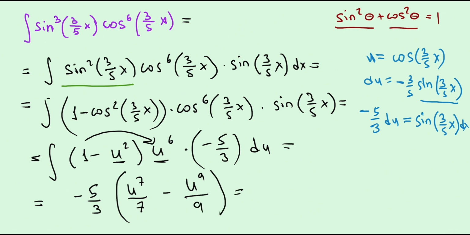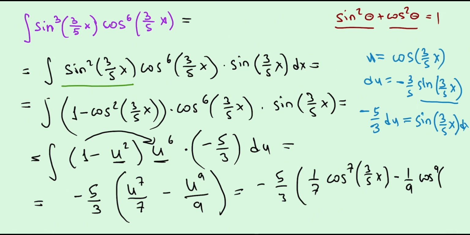Now we will just replace u back with cosine of 3/5 x. And that would give us 1/7 times cosine to the 7th power of 3/5 x minus 1/9 times cosine to the 9th power of 3/5 x plus c. That's it. Let's move on to the next problem.